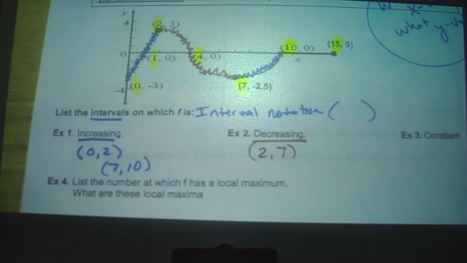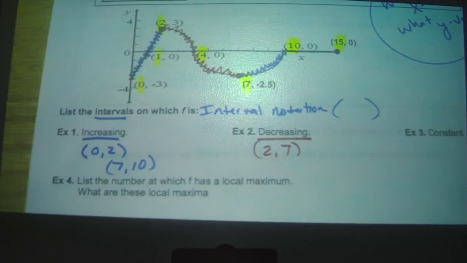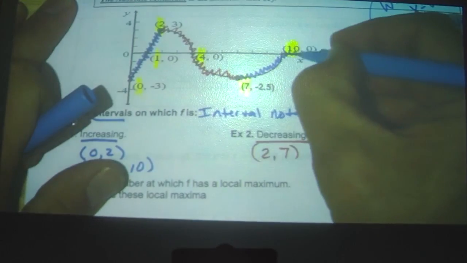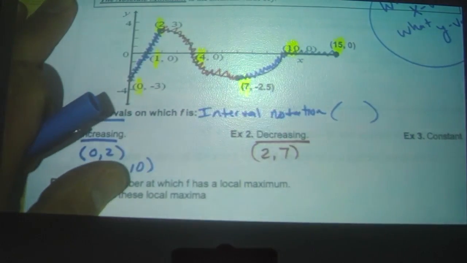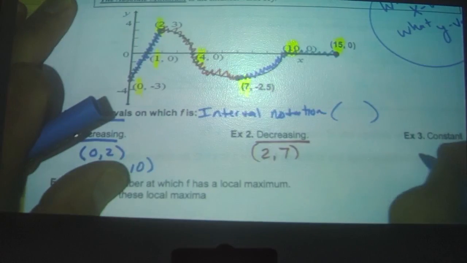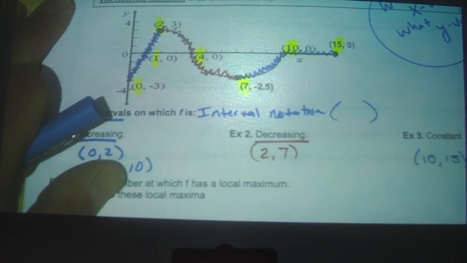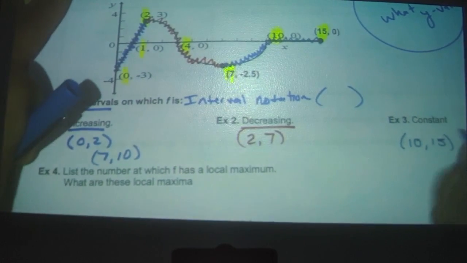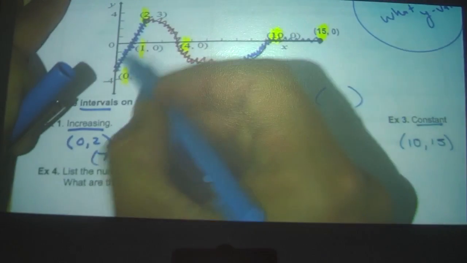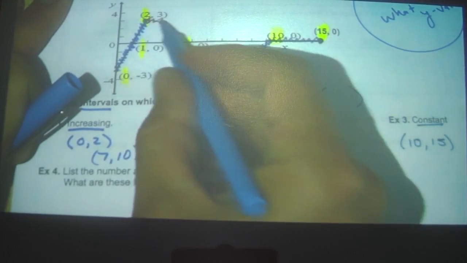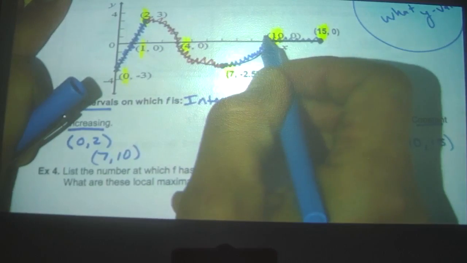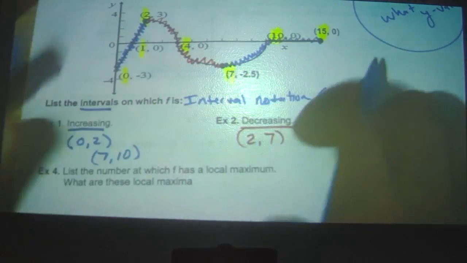And then last but not least, I'll switch to a different blue. It goes straight across. And that's from 10 to 15. So 10 to 15, it goes straight across. So that's my constant. So it goes up, increasing, goes down, decreasing, goes up, increasing, goes across.